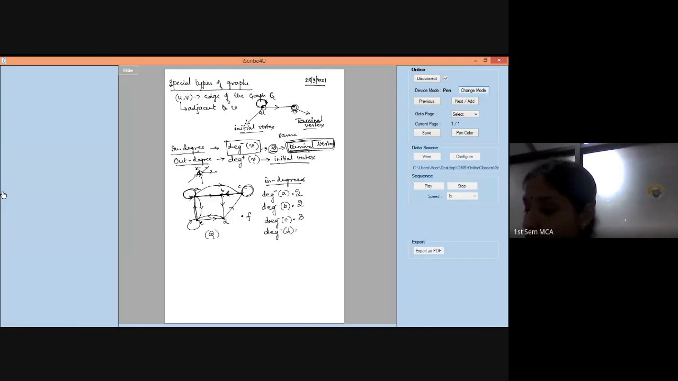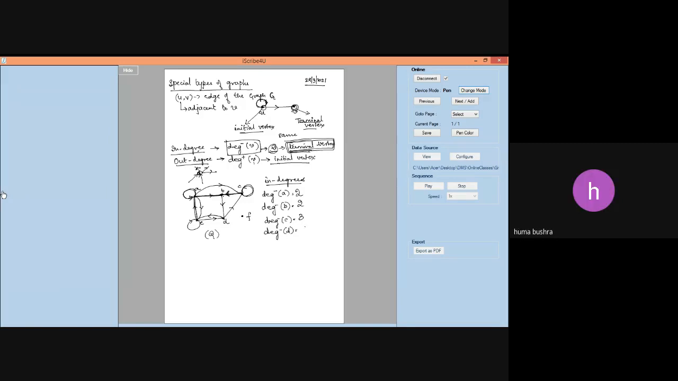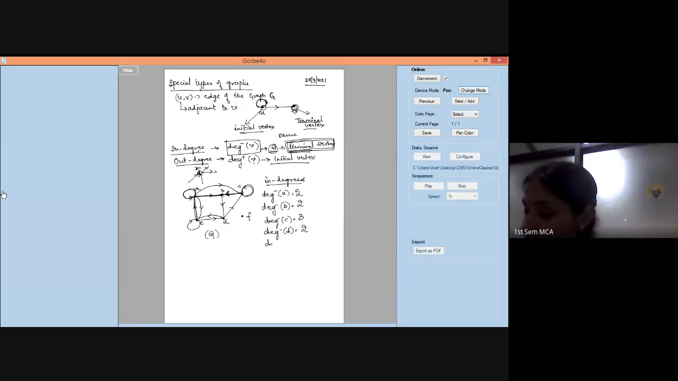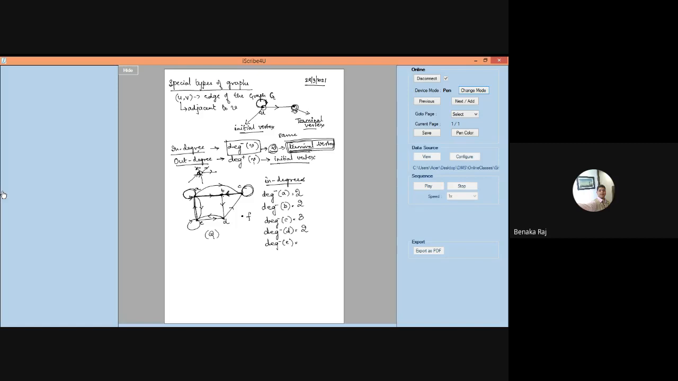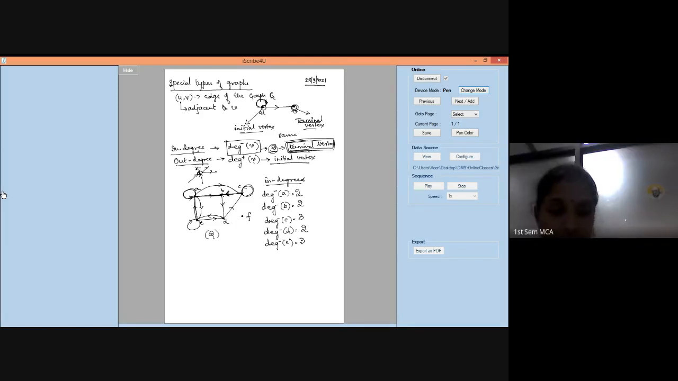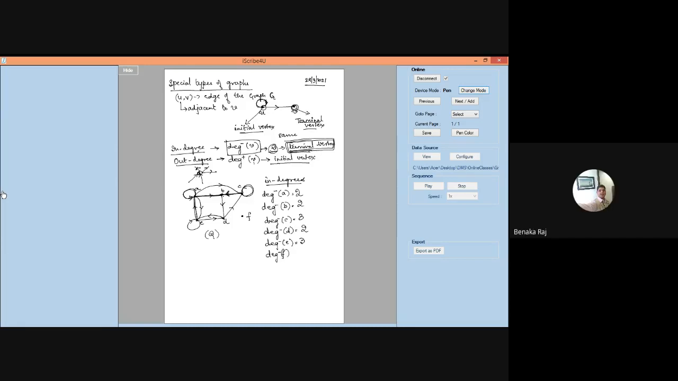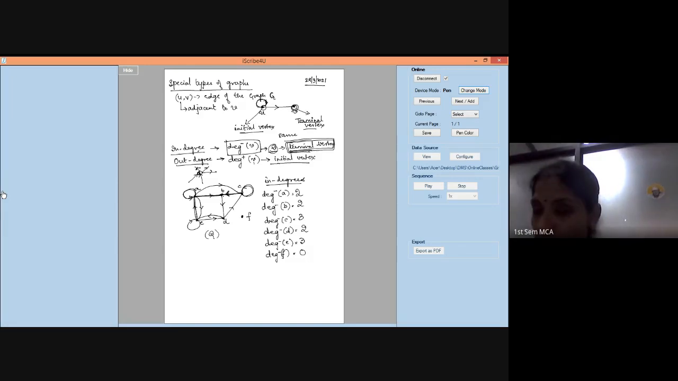Let us go to the in degree of D. 2. Okay. In degree of E. 3. Correct. In degree of F. 0. F is a vertex for which there are no edges either starting or ending there, so the in degree of F is 0. All right. Can we quickly go into the out degrees?